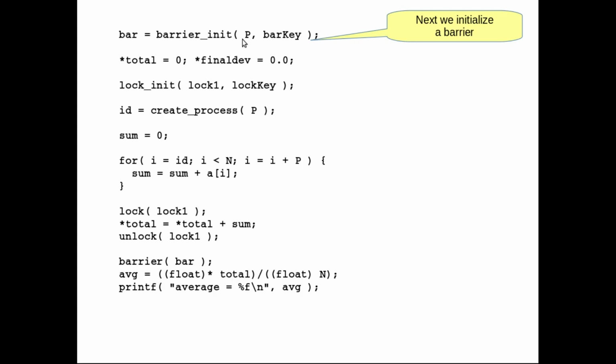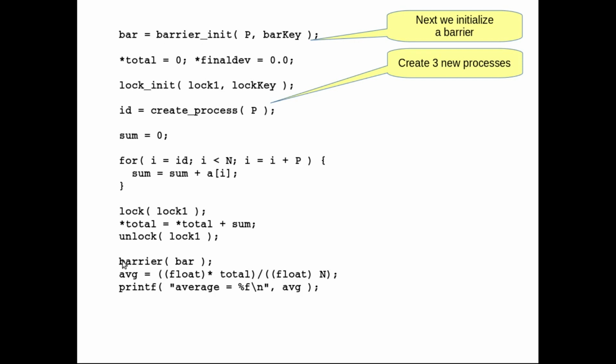Next we initialize a barrier, and this is the first time we discuss barrier. We will shortly see why we need a barrier. We initialize the barrier here, and then we initialize the lock, and then we create 3 more new processes, so that in total we will have 4 processes. And once the processes are created, each process will execute this part of the code.